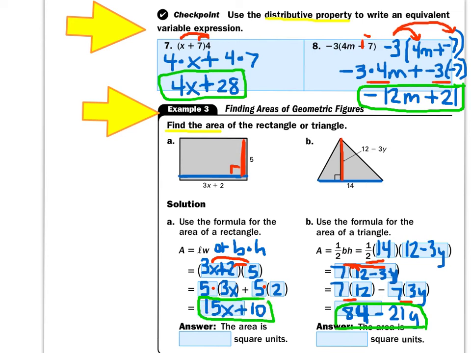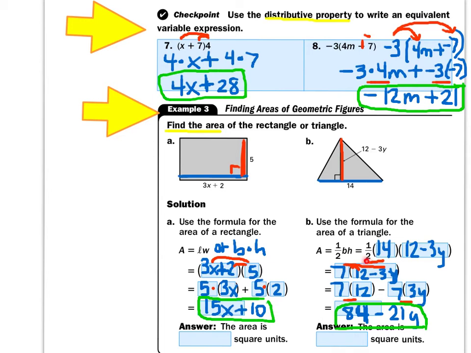have an x. Take a look at B for a triangle. The area of a triangle is 1/2 times base times height. So let's plug that in. The base was the blue, the 14, and the height was the red, the quantity 12 minus 3y. So I plugged those values in, 1/2 times 14 times the quantity 12 minus 3y.